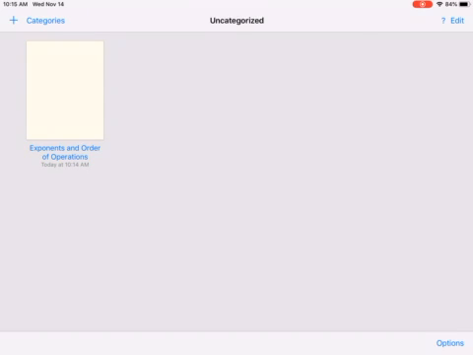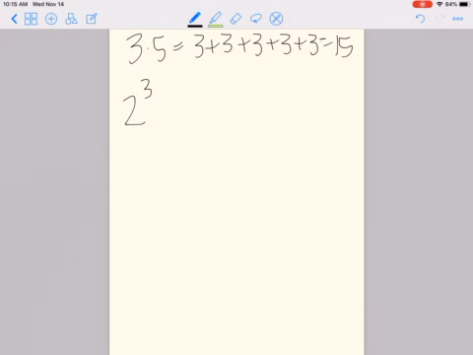Okay, today we're going to talk exponents and order of operations. So when we think of multiplication, when we say something like 3 times 5, that's really 3 plus 3 plus 3 plus 3 plus 3, right? It's repeated addition. Skip counting is just repeated addition. But when we talk exponents, we're talking repeated multiplication. So when I say something like 2 to the third power, that means 2 times 2 times 2, and the dot means times. So then we just multiply it.